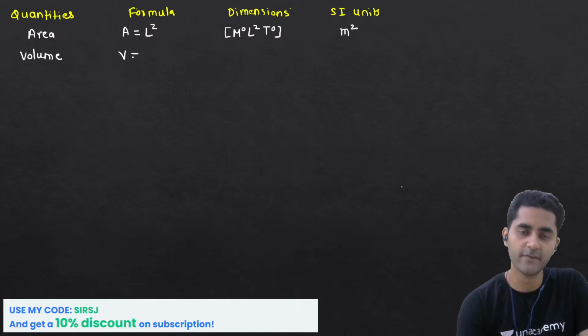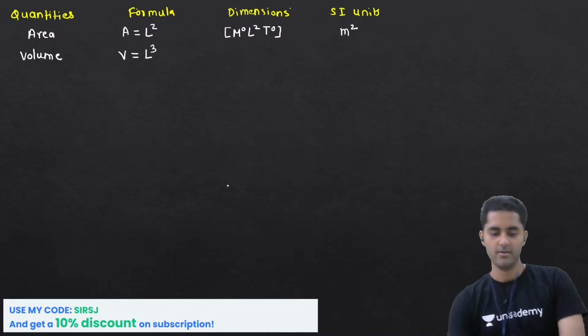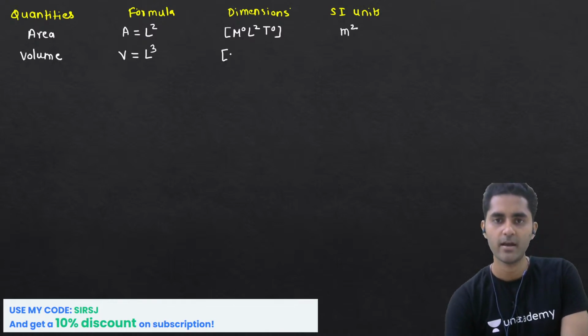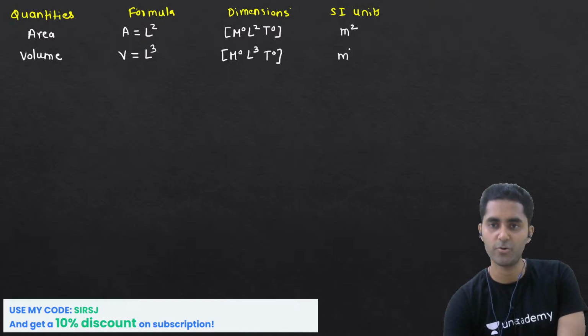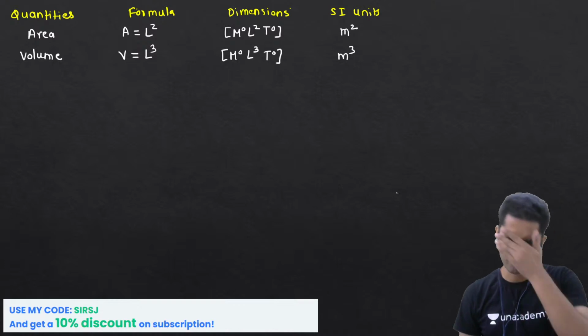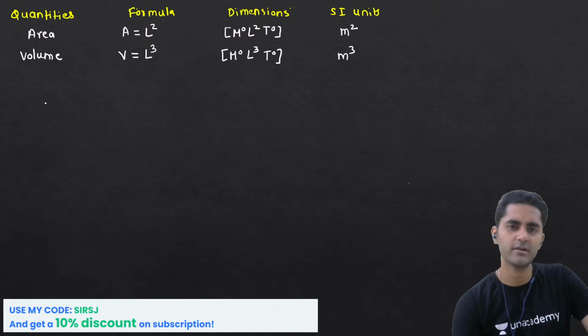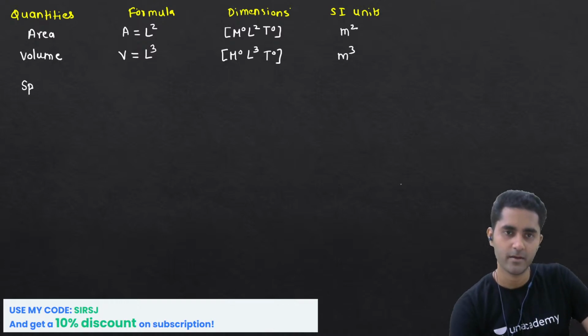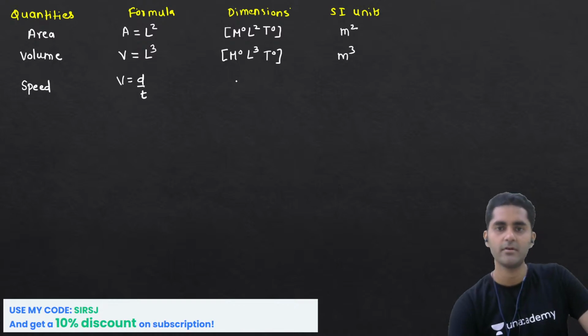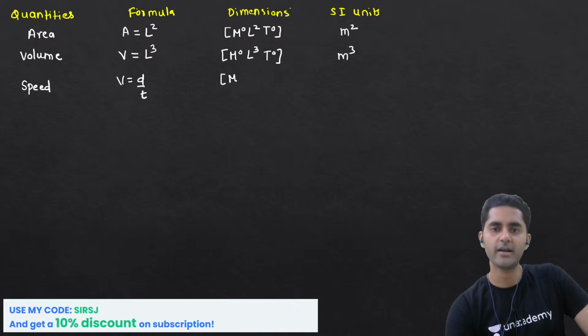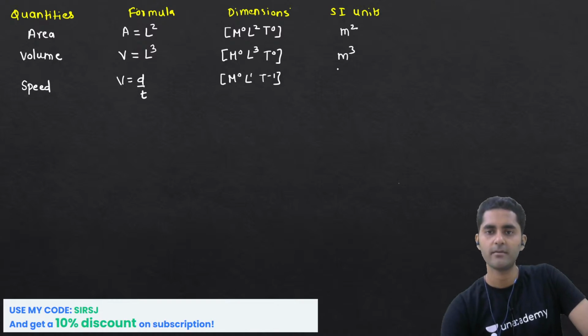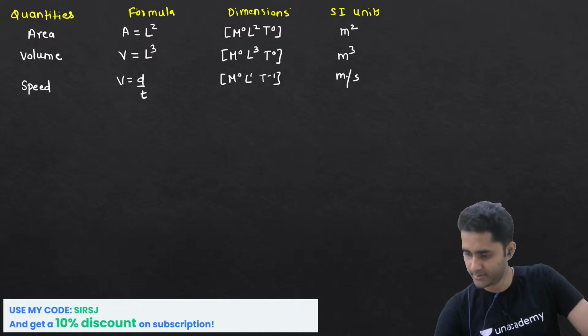What is the formula for volume? This we have already seen, it is L3, so it would be M0 L3 T0. Now length power 3, so it will be meter cube. SI unit of volume is meter cube. Okay, now area, volume, then we will have, let's say, speed. Formula for speed is distance upon time, and we have already calculated it. Distance upon time is length, time minus 1, and the unit is meter per second, right?